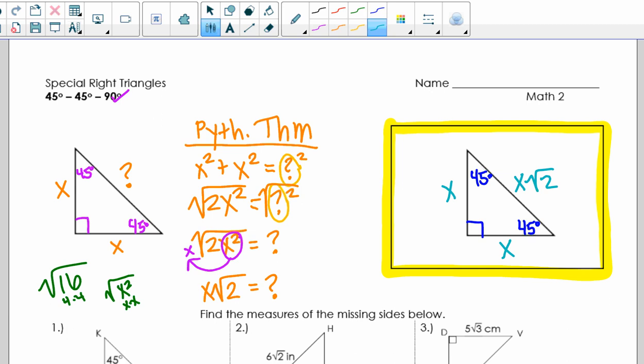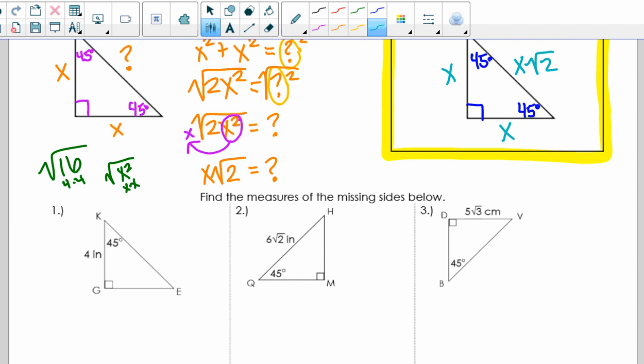I'm going to show you how to do that down here. I just have a couple examples.